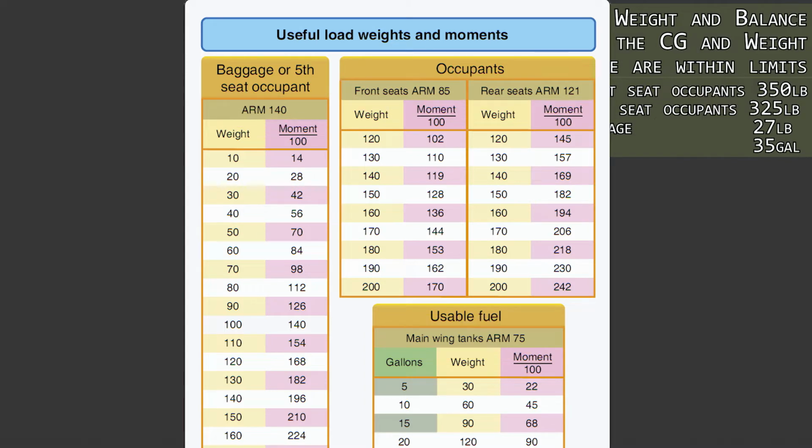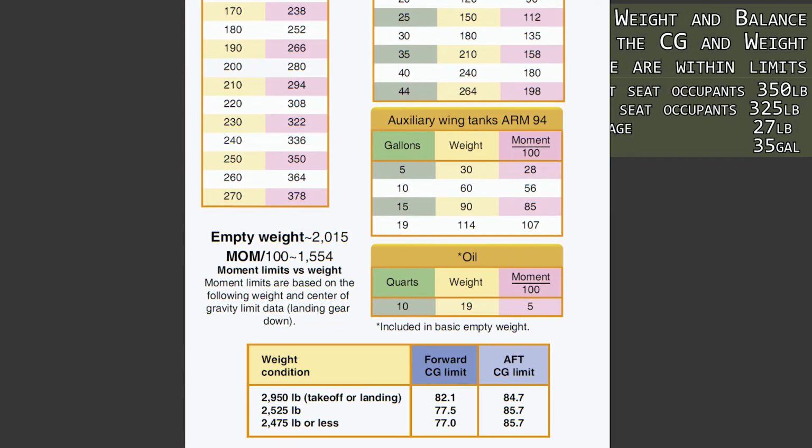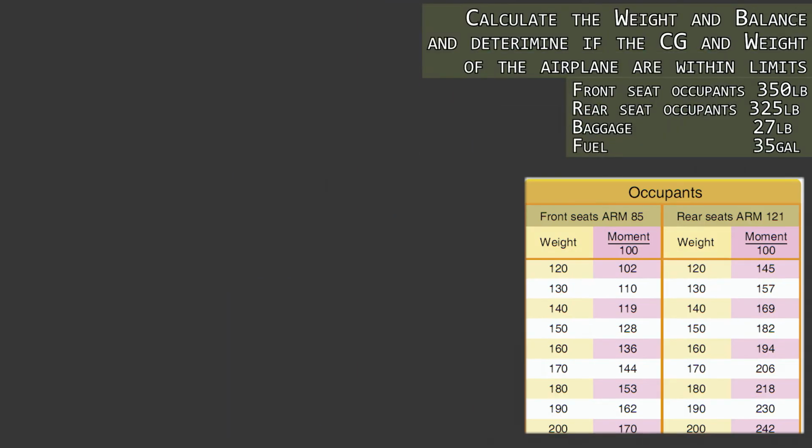So if you have to do a calculation for like 37 pounds of baggage, you just take that times the arm and you get your moment. The other thing on this one is it says that oil is included in basic empty weight. The empty weight and the moment is given to you as well, kind of right in the middle. And if you do your calculation and it's off by a lot, that's probably why. So now back to our problem.